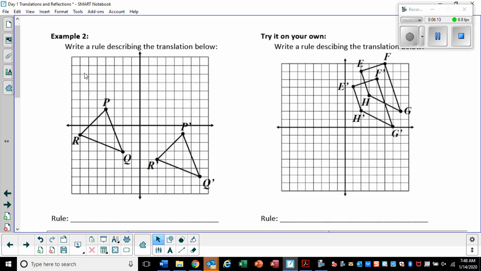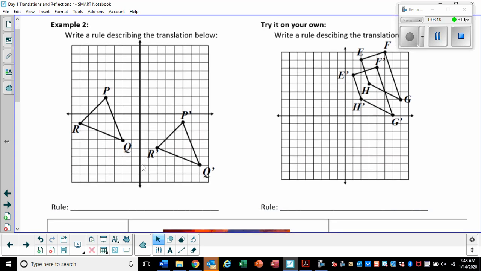So here's an example. For these, we just need to tell them what happened. We have our pre-image here, and we have our image here. What kind of transformation happened to get from here to here? Well, if we look at it, P moved over 1, 2, 3, 4, 5, 6, 7, 8, 9. So it moved to the right 9, which means that's your horizontal movement.